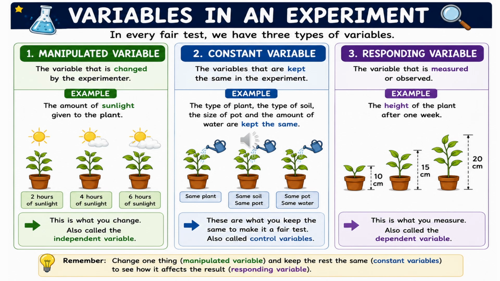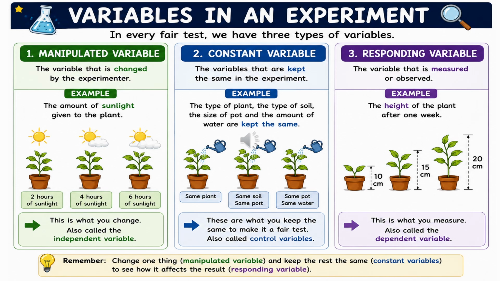The second column is the constant variable. Constant variables are kept the same throughout the experiment. For example, the type of plant, the type of soil, and the type of pot, the size of the pot, or the amount of the water are kept the same. This is what makes the experiment a fair test, also called the constant variable.